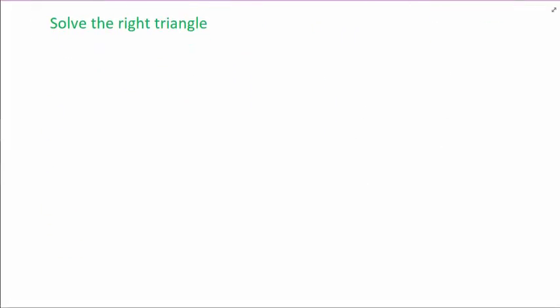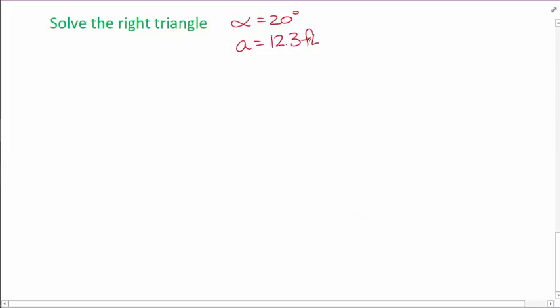The problem I'm going to leave you with here is solve the right triangle. I need to give you two pieces of information. The pieces of information I'm going to give you are that alpha is 20 degrees and side A is equivalent to 12.3 feet. From there, you should be able to find what angle beta and gamma are, as well as the lengths of side B and C.